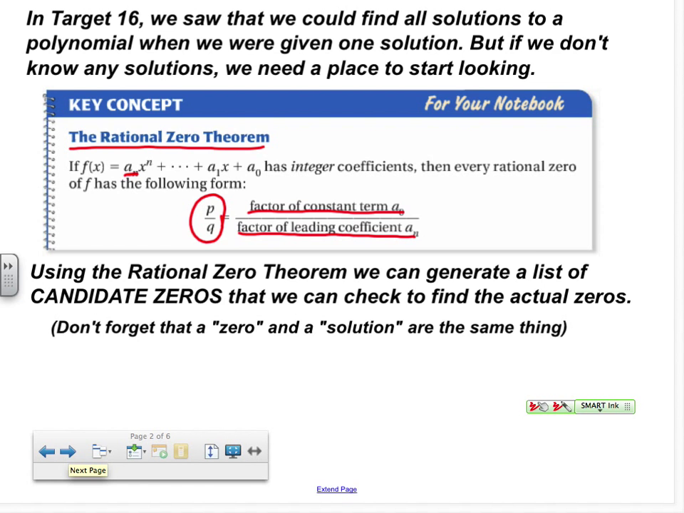So basically, we use this theorem to generate a list of all our candidate zeros or solutions that we can use to help us check and find the actual zeros. And don't forget that a zero and a solution are the same thing.